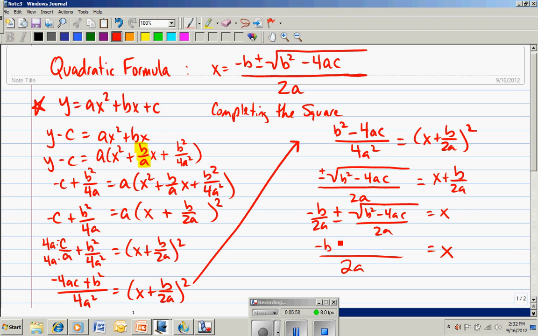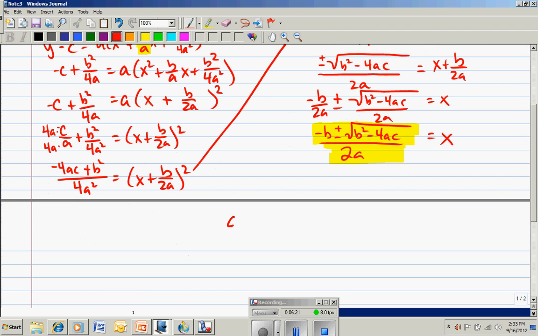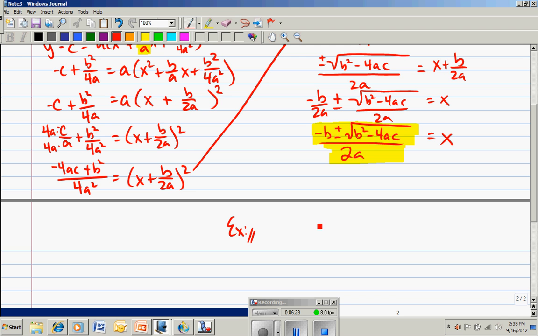That's our denominator. And we can combine the numerators for negative b plus or minus the square root of b squared minus 4ac all over 2a. And this was what we said at the beginning is the quadratic formula. So we actually completed the square to derive the quadratic formula. Now let's use this formula for one example.